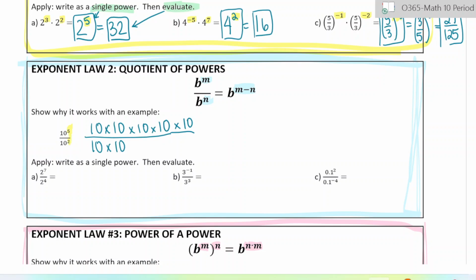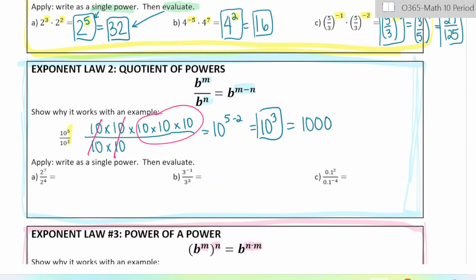So when we have a fraction, we can cancel things out if they match on the top and the bottom when we're multiplying. So we actually end up with 3 left over. So we subtract 2 of them off because we've canceled them out, and so we end up with 10 to the power of 3. So that's why the subtraction rule works, is because you kind of cancel those out. Okay, so let's practice doing that with some examples below.